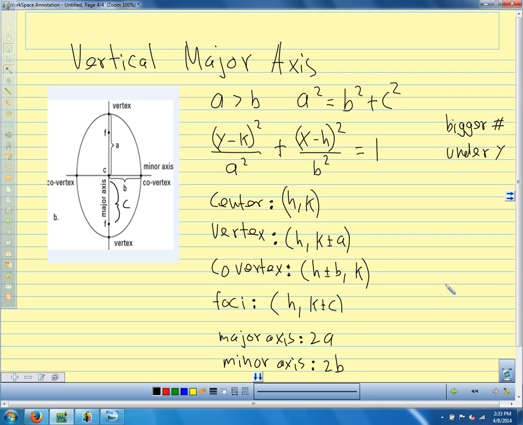What we're going to do with ellipses is work with the vertices, the foci, the co-vertices, and the center to get information about our ellipse. Once we have the center, A and B, we can make a pretty accurate sketch of an ellipse, because from the center we can go A units away and get the endpoints of my major axis, and from the center I can go B units away and get the endpoints of my minor axis. So that gives me a pretty good way to sketch the ellipse.